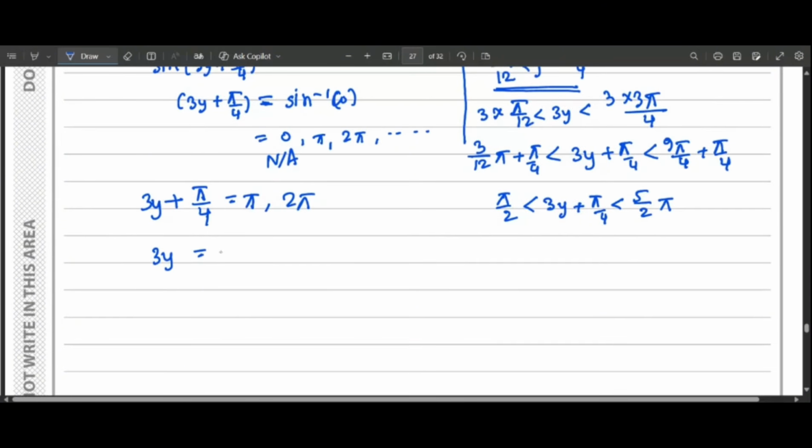Then again we can write that 3y is equal to pi minus pi by 4. We are only choosing two solutions. There are many other solutions even within this range, but we are not choosing them because we only need 2 points. Specifically, we need the first 2 points within our range, because the first 2 points would be A and B.